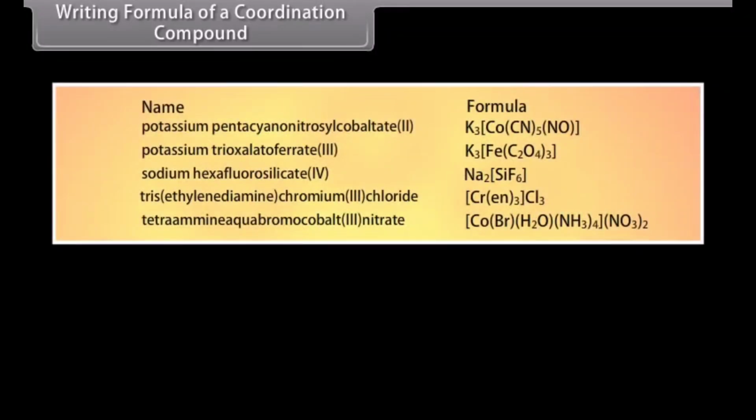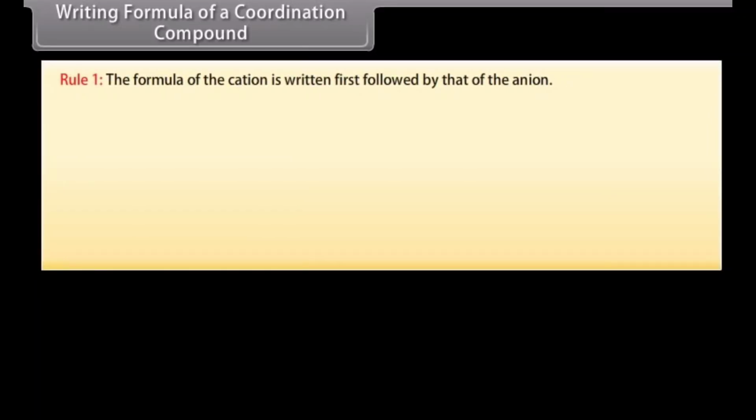Write formula of a coordination compound. When the name of a coordination compound is given, then some rules are to be followed for writing its formula. Rule 1. The formula of the cation is written first, followed by that of the anion.